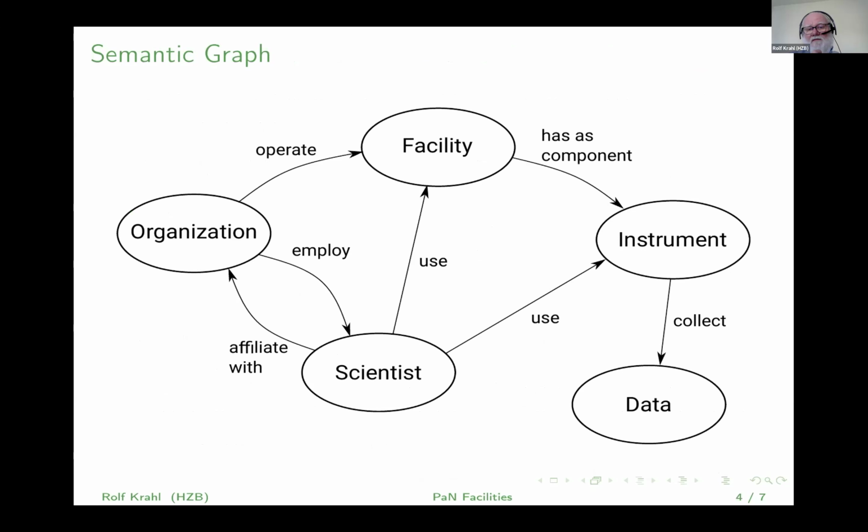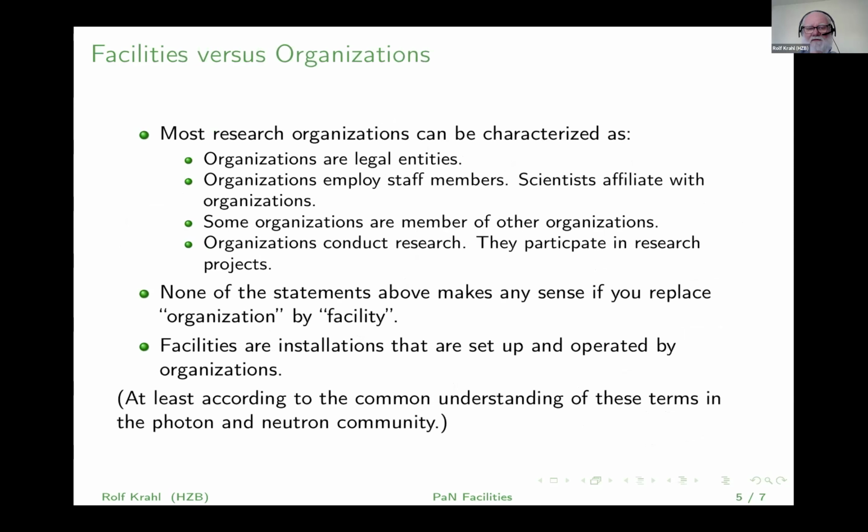So for the semantic model, we have scientists that affiliate with organizations, or organizations employ scientists, and the organizations operate facilities, and those facilities have instruments as their components. And scientists might use facilities and instruments in those facilities in order to collect data. So those are the things to distinguish here. And interestingly enough, it's very similar to what Marek explained here. So I don't think we were very different in our concepts.